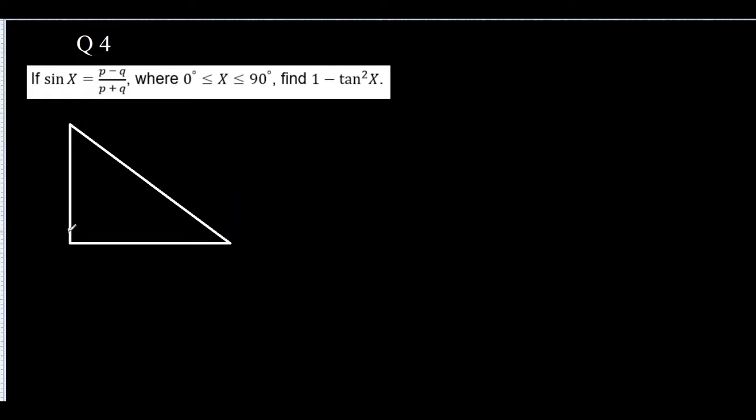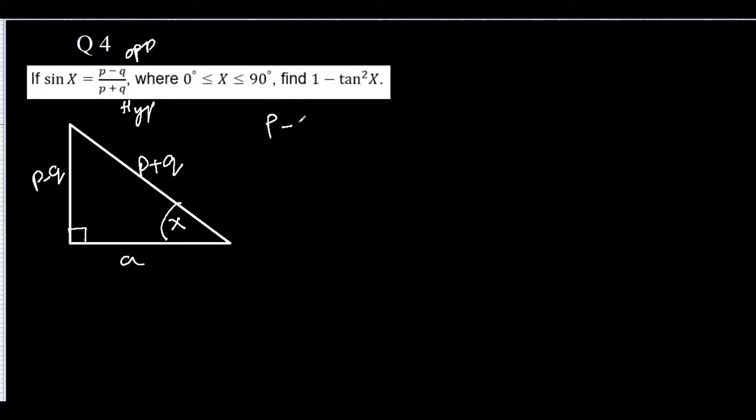So this is 90 degrees, and sine x is, what is sine? Opposite over hypotenuse, correct? That is sine. So if this is the angle x, P minus Q is opposite and P plus Q is hypotenuse. That's what it means. So we have to find the adjacent for tan, because we have to write tan. So we'll use the Pythagorean theorem, right? Let's call it A.